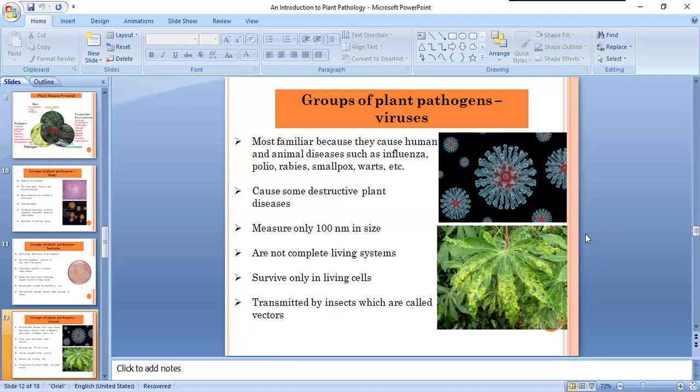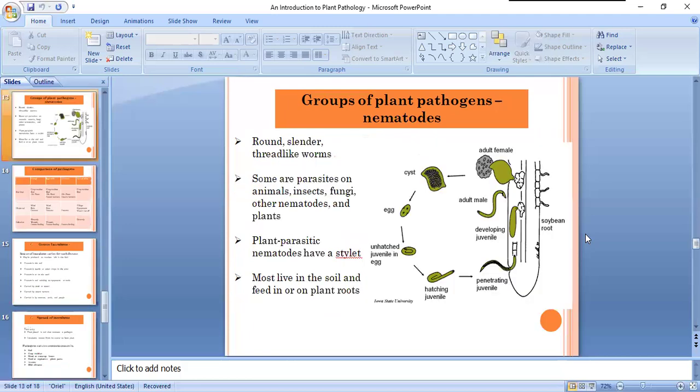Viruses can cause some destructive plant diseases. They are the smallest microorganisms, smaller than bacteria and smaller than fungi. They are not complete living systems because they are acellular.